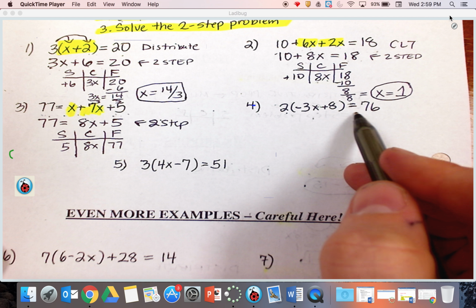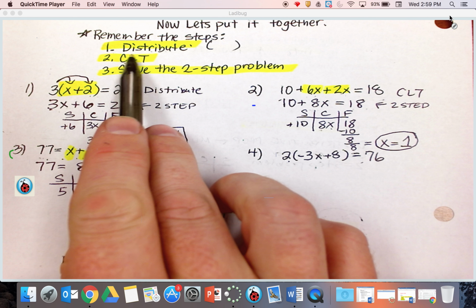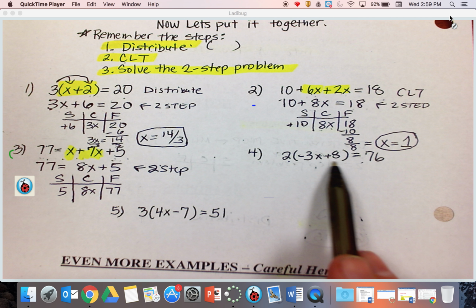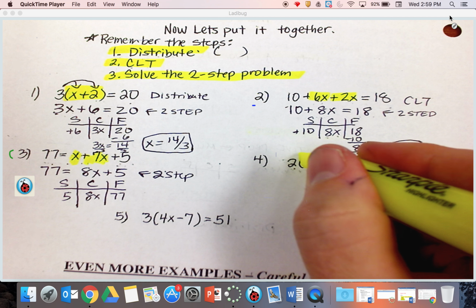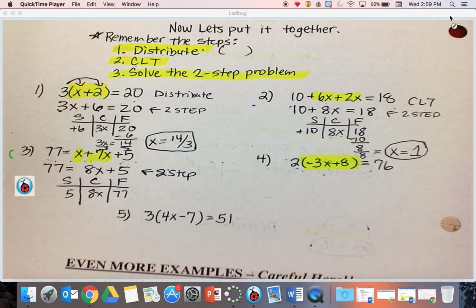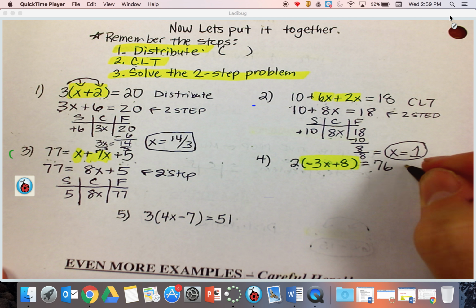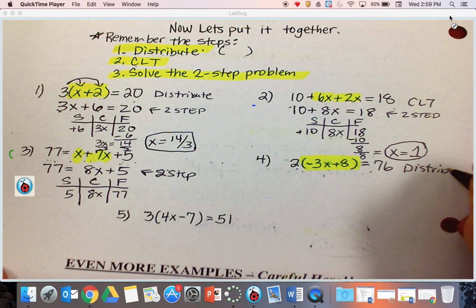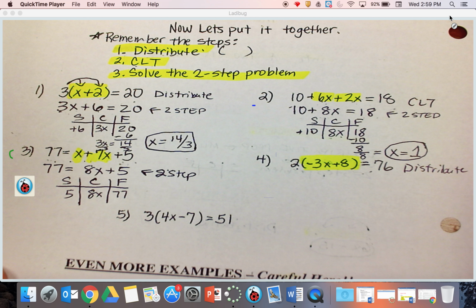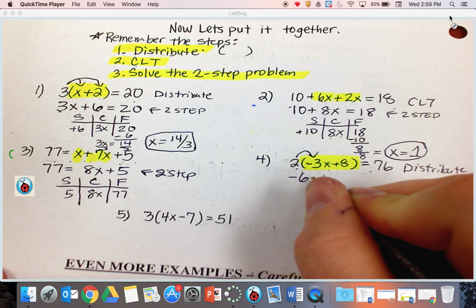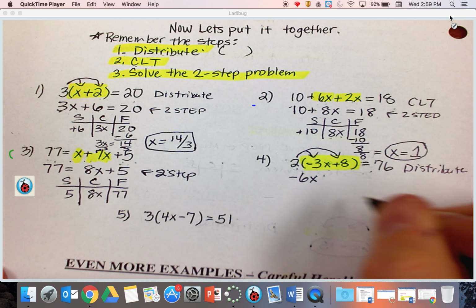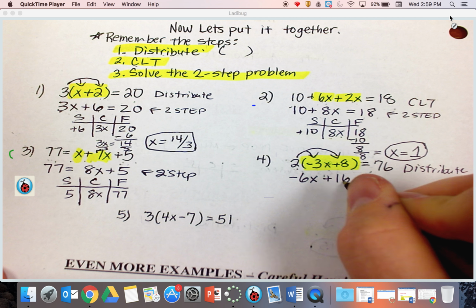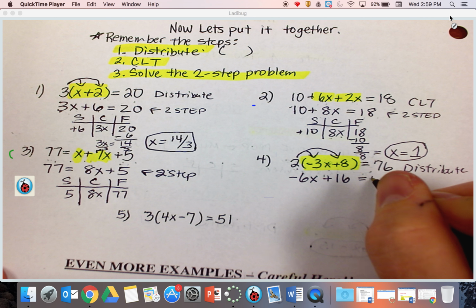Number 4 is the same way. Check your steps. Distribute first. Look for the parentheses. Do I have any? Oh, there they are. So this tells me I need to do some distributing. So I want to distribute first. When I do that, it's 2 times negative 3, it's negative 6x. 2 times 8, which will give me 16, will be equal to 76.